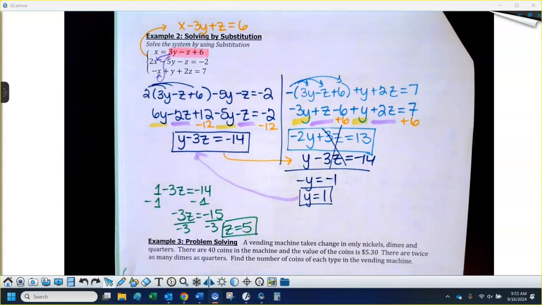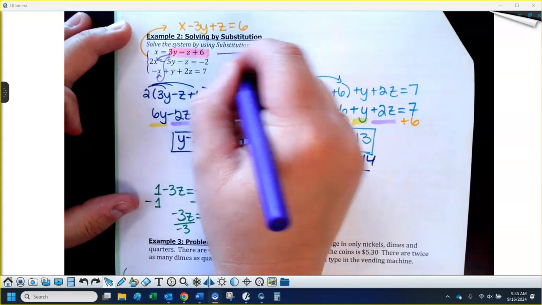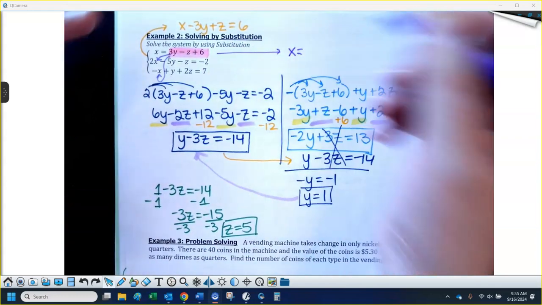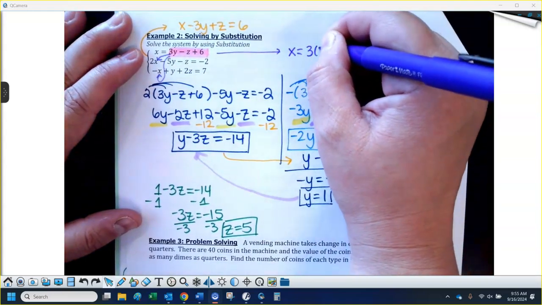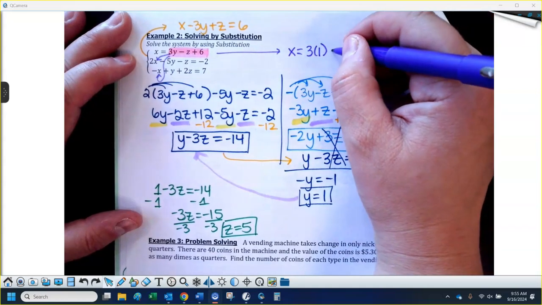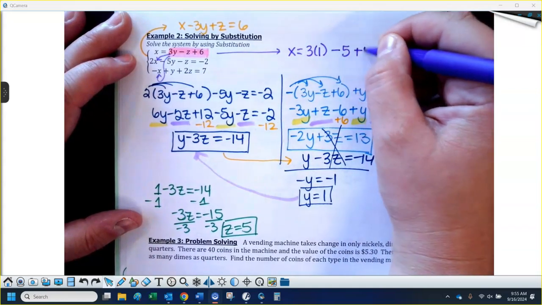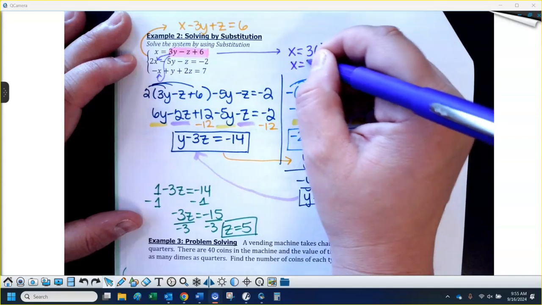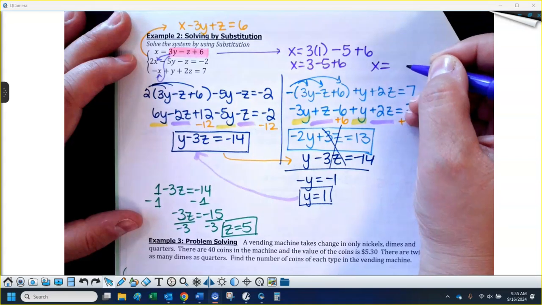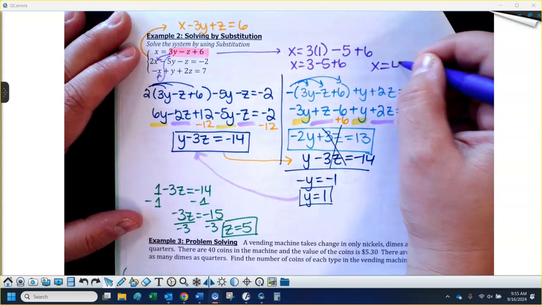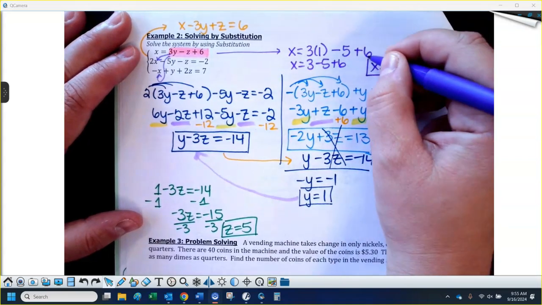And then once you've got 2 of the variables, go back to the original system. In this case, I would just use this first equation because that had x by itself. So I'm going to find x. I know I have 3 times y, which is 1, minus z, which is 5, and then plus 6. So you're just going to get 3 minus 5 plus 6, and x ends up being, let's see, 4.